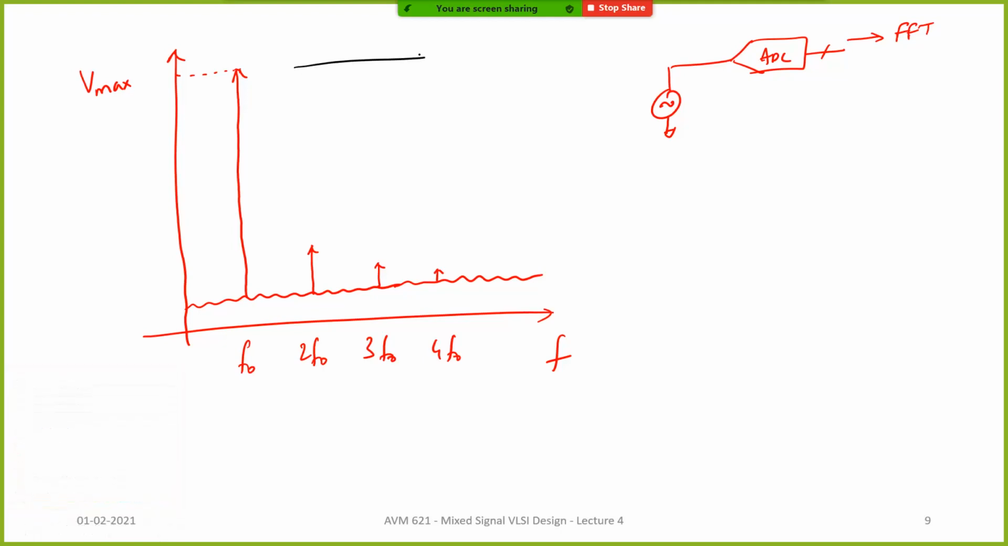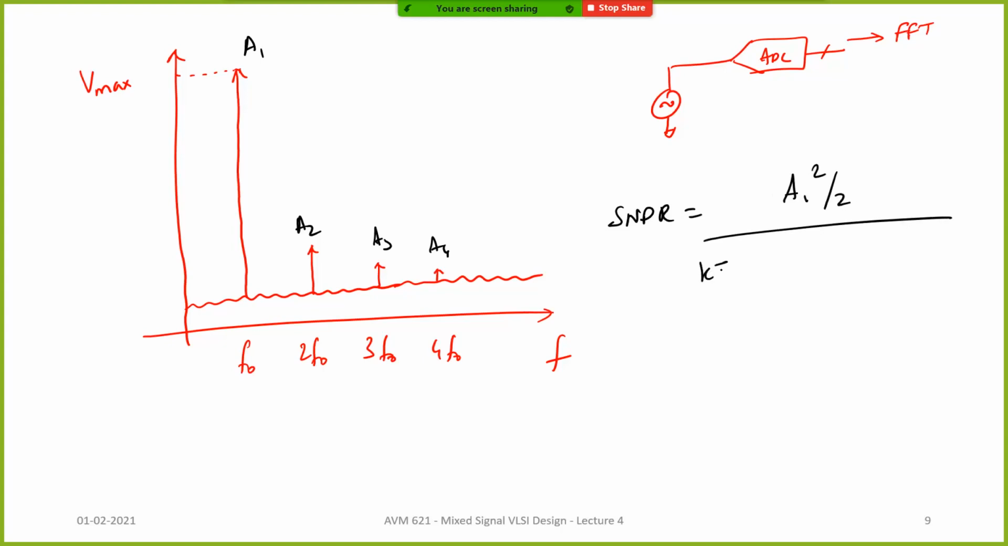like how we did. Let us say this is A1, this is A2, this is A3, A4. Then how you define SNDR is nothing but A1 squared by 2 divided by KT by C plus A2 squared by 2, A3 squared by 2 plus A4 squared by 2, and so on. So this becomes your signal to noise plus distortion ratio.